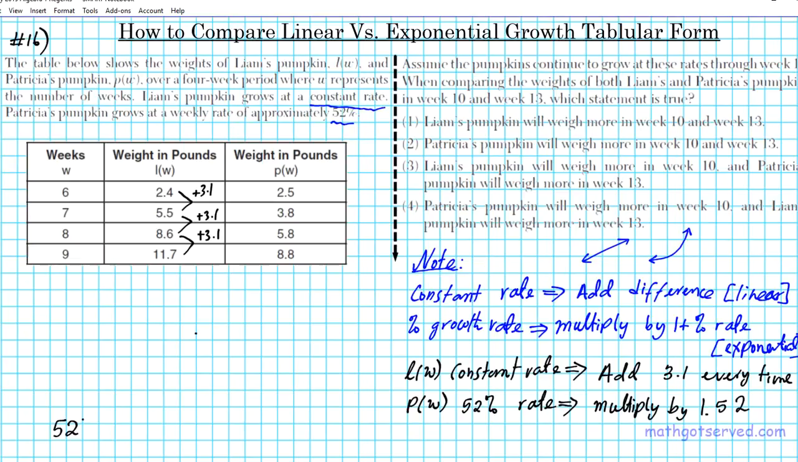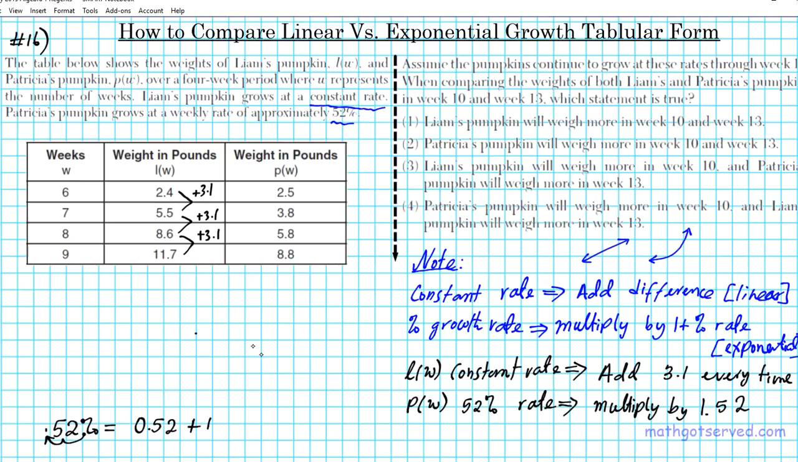Well, 52% in decimal form is 0.52. You move the decimal point to the left 2 places, because when you're converting from percentage to decimal, you divide by 100. Alright, so this is a percent growth rate, but since it's a growth rate, you're going to add 1, just like exponential functions, exponential growth models. You add 1 to that. That is why I came up with 1.52. So you multiply by 1.52 every time.